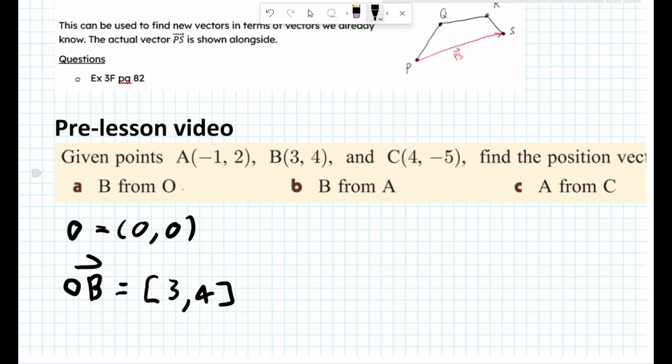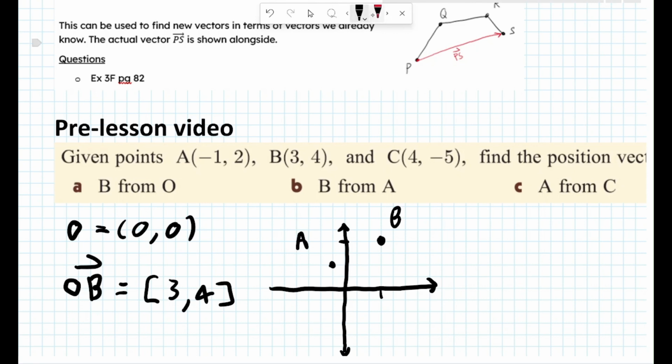But it gets more interesting when we do B from A, and I will draw you a picture of this situation. So if I'm trying to look at B from A, let's graph both of them. B is going to be at (3, 4), so we can draw that in. That's 1, 2, 3 across and 1, 2, 3, 4 up there. There's B. And A is going to be at (-1, 2). So there's A. And if you think about stepping to B from A, that's going to be 1, 2, 3, 4 to the right and 2 up. So AB is (4, 2), because it's 4 to the right and 2 up.